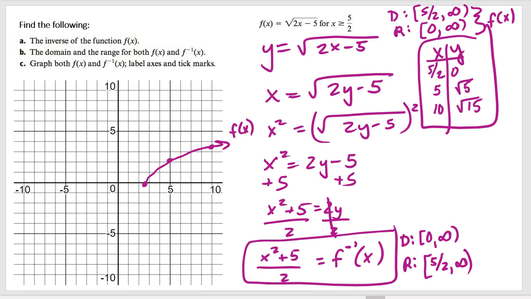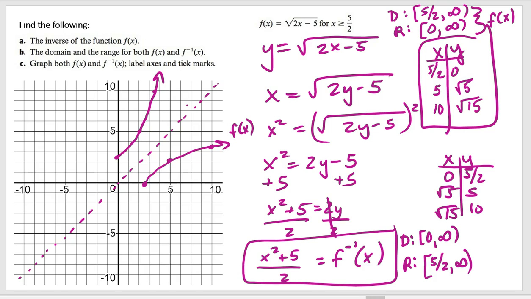Now, to graph the inverse function, I can do it two different ways. I can just take this same table and swap the x's and the y's, right? So I can change this to be 0, 5/2, and the square root of 5, and then 5, and then square root of 15 and 10. That's one way. Or I can remember that the inverse and the function are symmetrical about y equals x. So I could draw this line in, and then I could just draw the symmetrical points. It's really up to you.